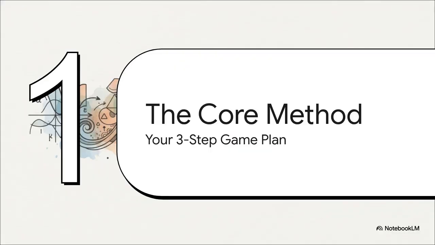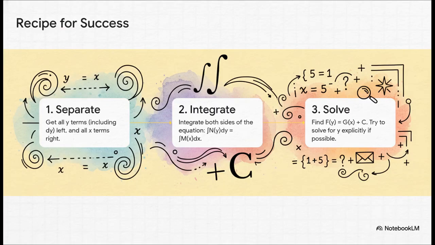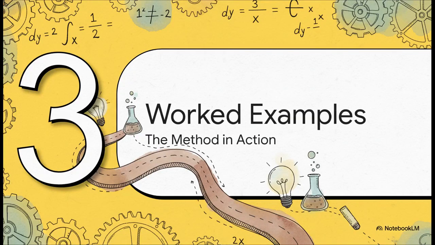And you know what the best part is? There's a totally reliable 3-step game plan for solving these every single time. Let's go through it. It really is this simple. First, you separate. This is where you do the algebra, right? Get your y's and dy on the left, your x's and dx on the right. Step 2, you integrate. Just integrate both sides. And finally, step 3, you solve. This is where you use any initial conditions they gave you to find your constant, and you clean everything up to get your answer. Just remember, separate, integrate, solve. That's your new mantra.